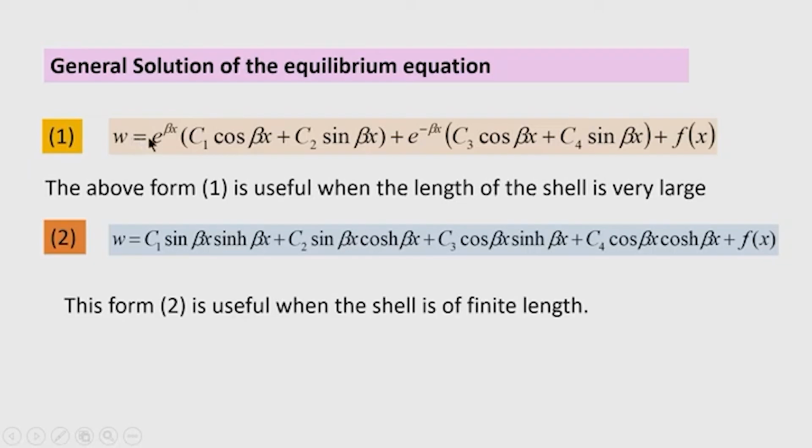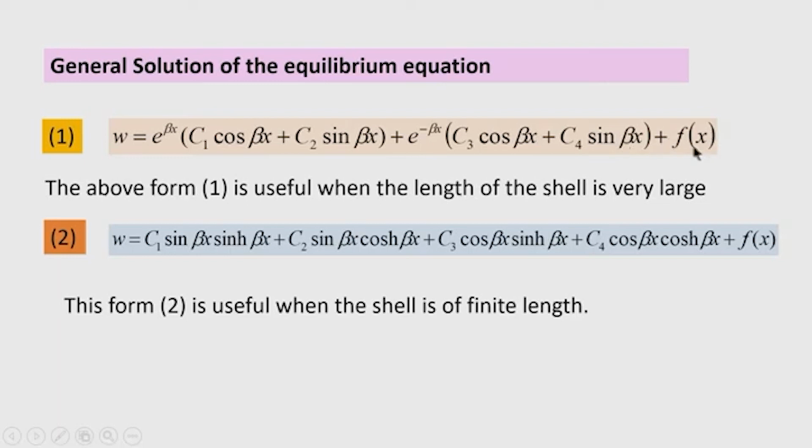The one form contains the exponential term and the sinusoidal or cosine functions. So, if I see this form number 1, I can see that w is equal to e to the power beta x times C 1 cos beta x plus C 2 sin beta x, plus e to the power minus beta x times C 3 cos beta x plus C 4 sin beta x, plus f x.